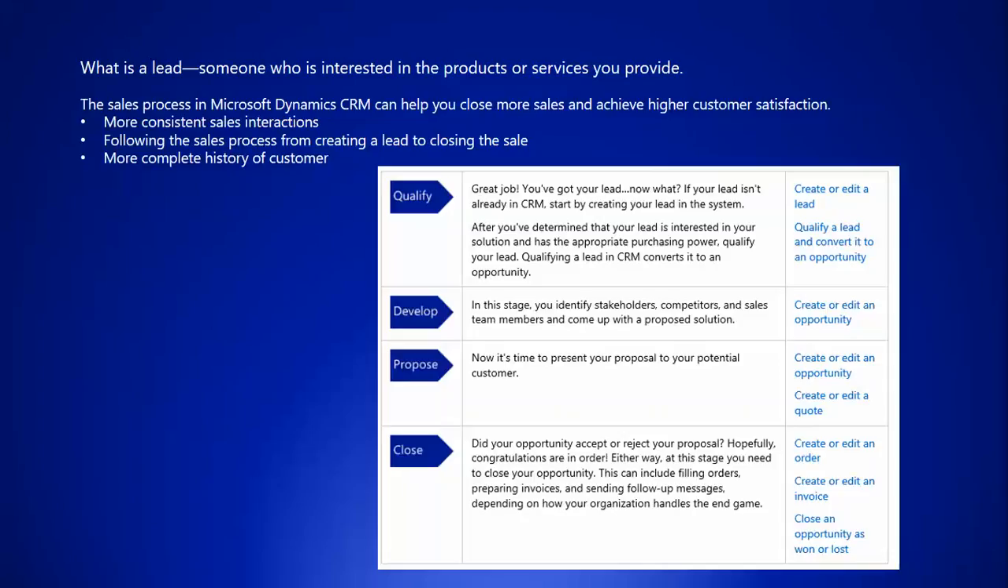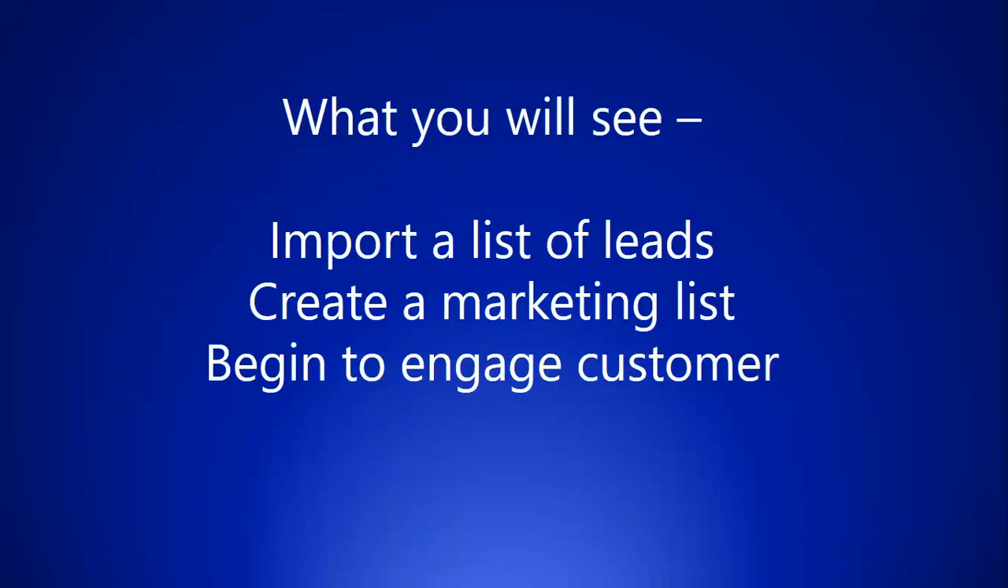So this workflow gives you a little bit about what we do. Everything comes in sometimes as a lead, and I will show you how you can work with the leads and then qualify that lead into a customer or opportunity sales process. So today we're going to start with, I will show you how to import a list of contacts or leads into the tool, create a marketing list that you can actually use to market and work these leads, and then also how to begin engaging the customers.